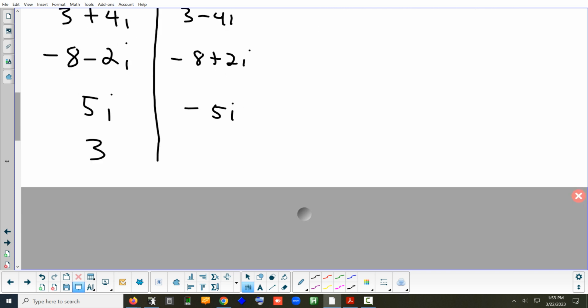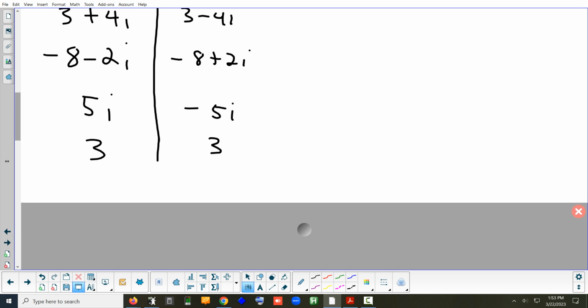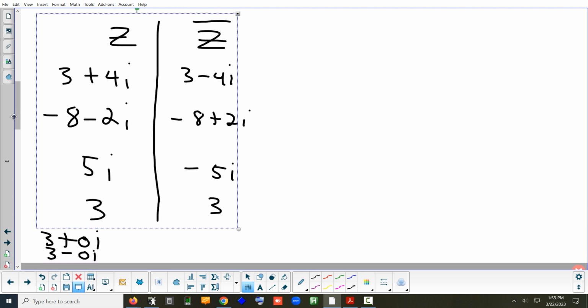How about 3? Negative... No, just 3. Because if you think of 3 as a complex number, it's 3 plus 0i. The conjugate would be 3 minus 0i. Well, because the imaginary part is 0, whether you add it or subtract it, it doesn't make a difference. So it's the same. So any questions on how to find the conjugate of a number?